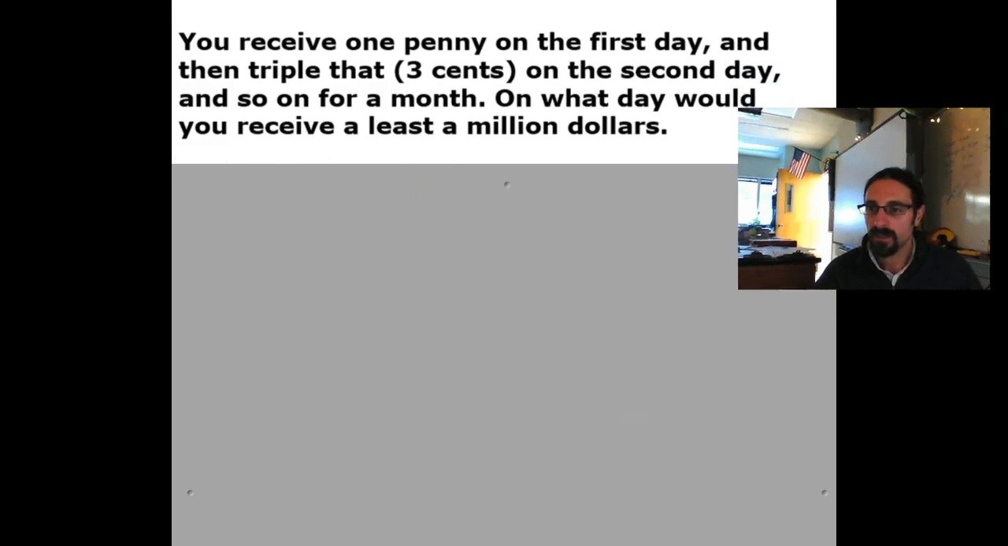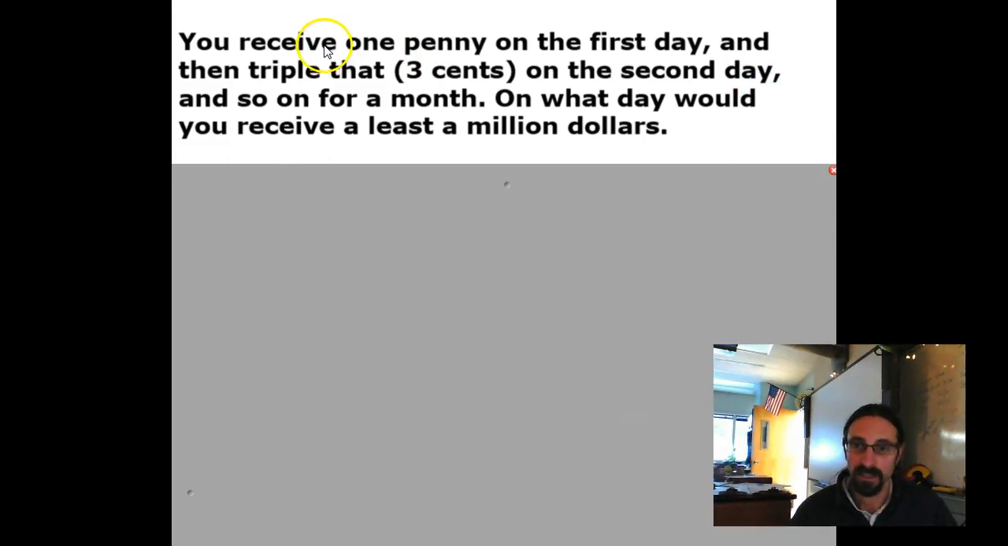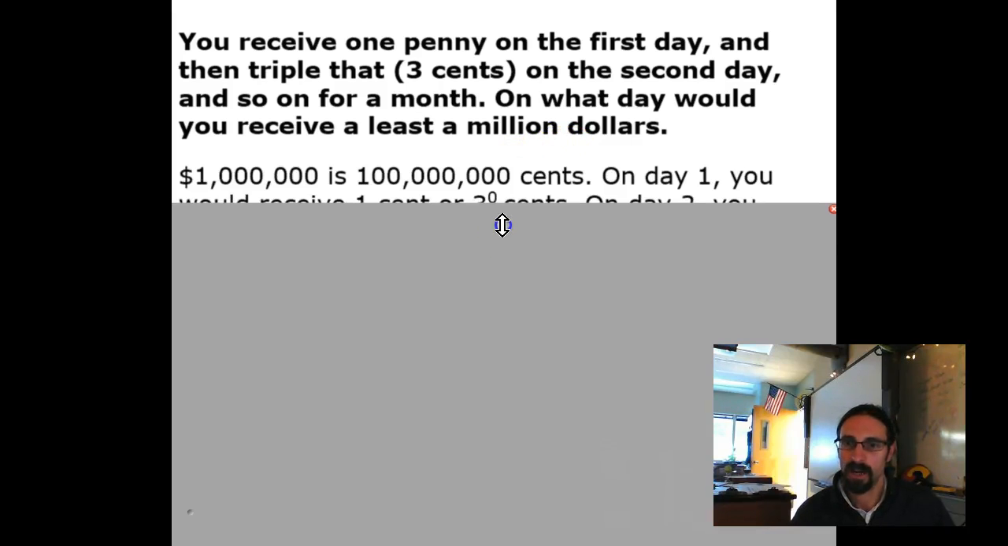One more example here, talking about tripling things. So you receive 1 penny on the first day, and then triple that on the second day, and so on for a month. The question is, when do you receive $1 million? So see if you can solve this problem just like we did in the last example, where you write 1 million in scientific notation. All right, you're back.